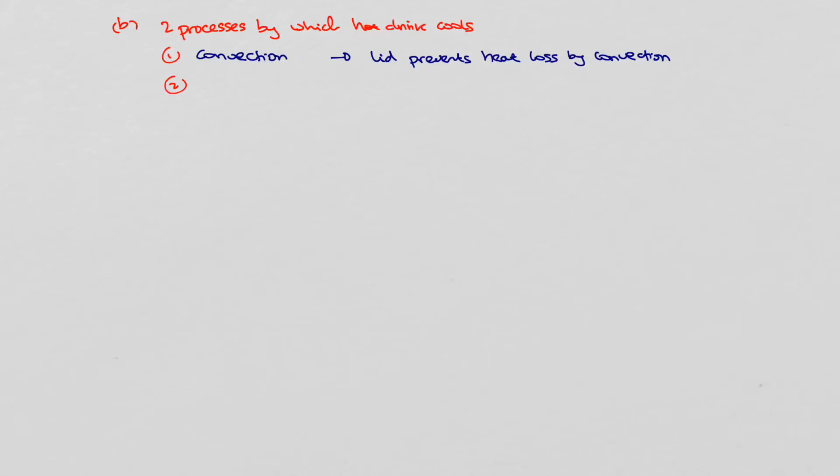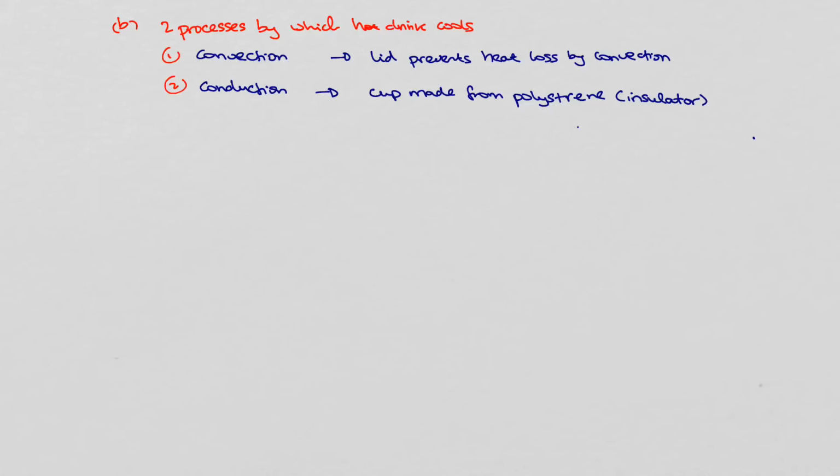And of course, if we have a cup, what can happen is you can have conduction through the container. So again, to prevent conduction through the container, what you would want is a cup made from an insulating material such as polystyrene, because that's an insulator. Okay, and that would prevent conduction.